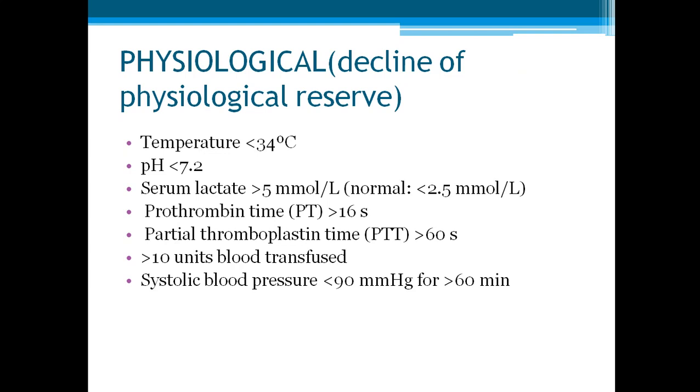Anatomical indications. Now, physiological. That means there is a decline of the physiological reserve. The patient is going into hypothermia. The patient is slipping into acidosis. A lactate level of more than 5 millimoles per liter. An increased prothrombin time. An increased APTT. More than 10 units of blood is transfused. The requirement of massive blood transfusion. A systolic blood pressure less than 90 mm of mercury for more than 1 hour. So these are some of the physiological reserves which can decline and which can initiate damage control.